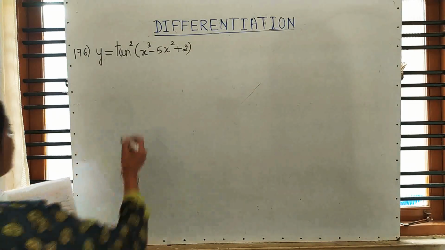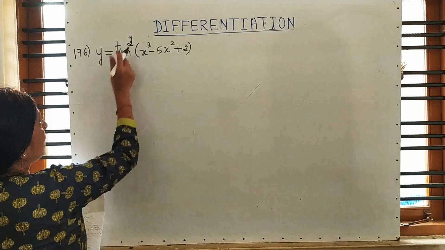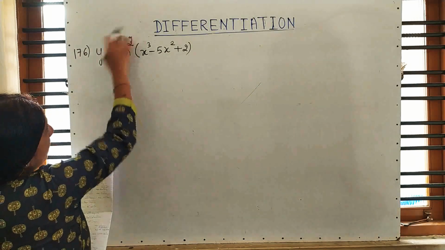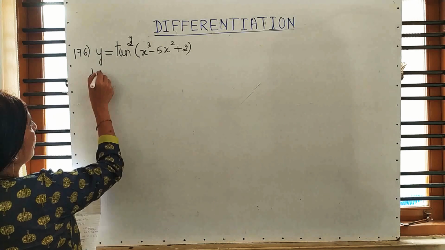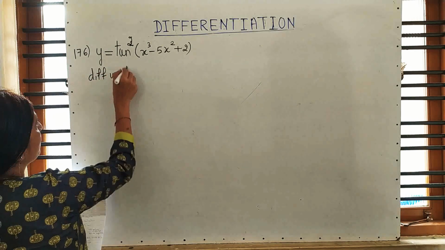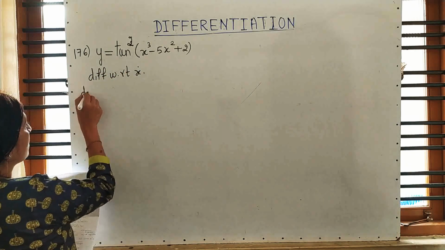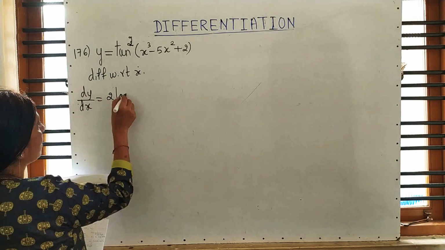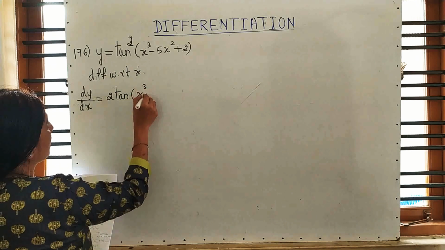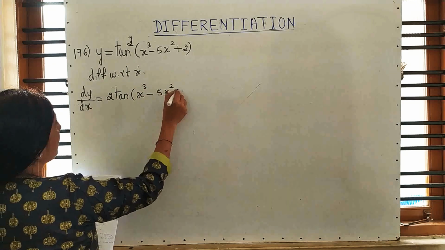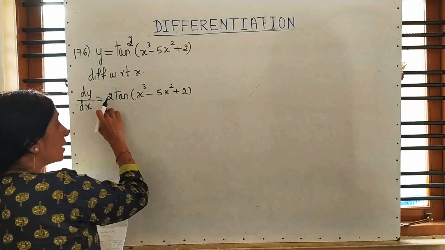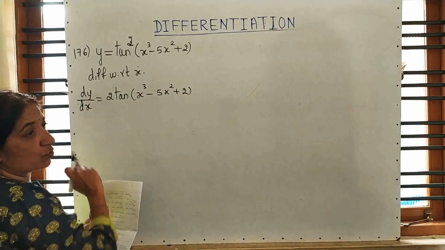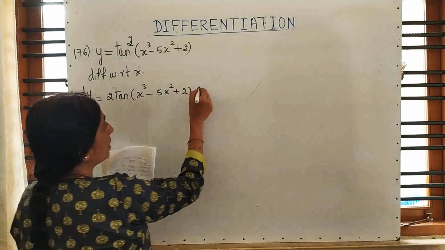Moving to the next question, question number 176 here. Again, we have only one term, that is tan square. That means first we have to differentiate the power. dy upon dx is equal to 2 tan (x cube minus 5x square plus 2), because n into x to the power n minus 1. 2 minus 1 is 1. That's why I am not writing 1.